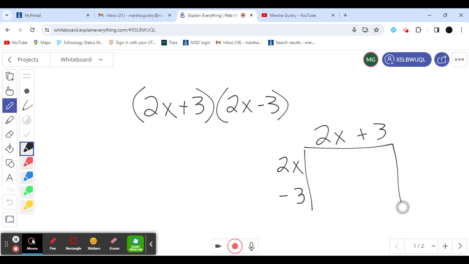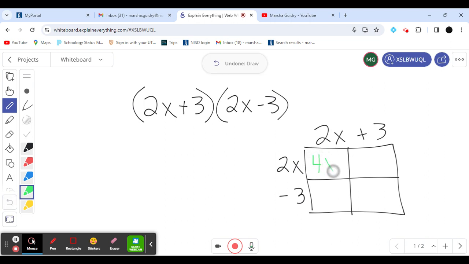And we create this box. We have two columns and two rows. And don't forget to fill all of those blanks. You just multiply the number that goes up and the one that is left. So 2x times 2x gives us 4x squared. In this box, we go up and all the way to the left. So 3 times 2x gives us 6x, and I'm going to put a plus 6x inside there. This box down here, we do 2x times negative 3, which gives us negative 6x. And our last box, we multiply 3 times negative 3, which gives us negative 9.